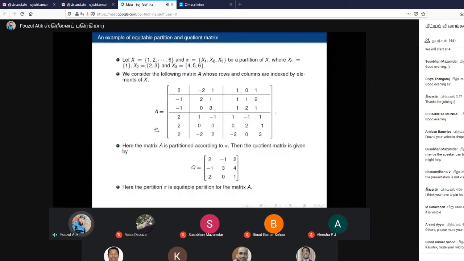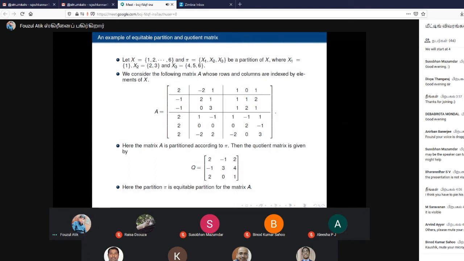Now, what is the significance of that? This result is very useful for finding the spectral radius. In some cases, your original matrix may be very large, but you can partition the matrix A by taking two partition sets. Then your quotient matrix will be of order 2 by 2, and it is very easy to find the spectral radius of the smaller matrix Q. That spectral radius is also the spectral radius of the original matrix. So using this tool, we can find the spectral radius of some matrices which are two partible.